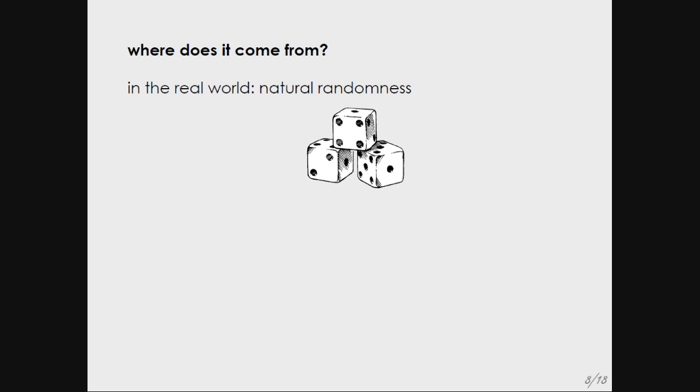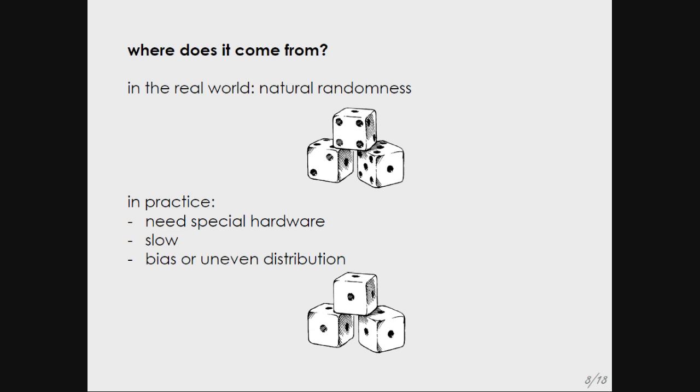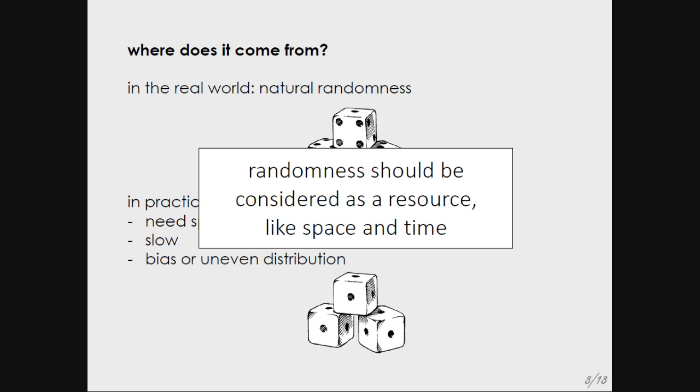Well, what you want in the real world is to capture physical unpredictability. So what is that? Well, for example, you want to capture toggling of gates, you want to capture maybe quantum phenomena that you cannot predict. And in real life, what this means in practice is that you want special hardware that can do that, which is costly. And the accumulation of entropy can be slow. And you can even get biased or uneven distribution. So sometimes you even have to retreat your randomness by putting it through an AES after that. So it's even more costly and even slower. So my point here is that randomness should be considered as a resource, like space and time.